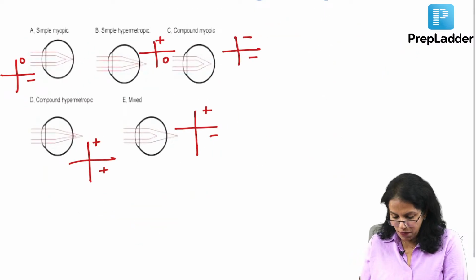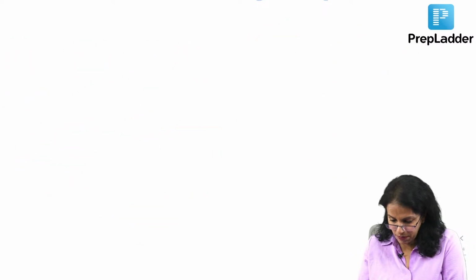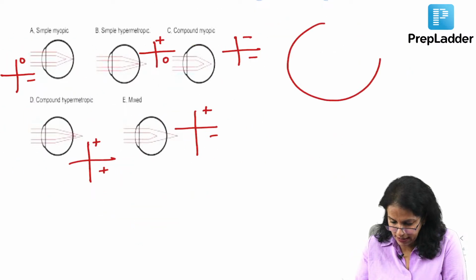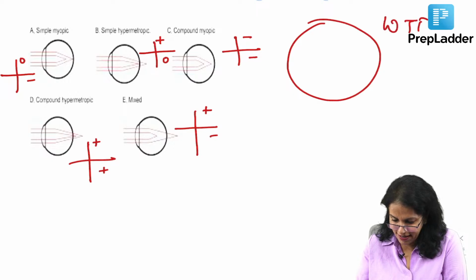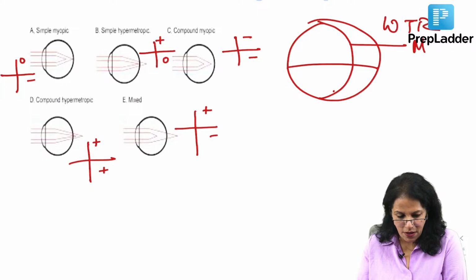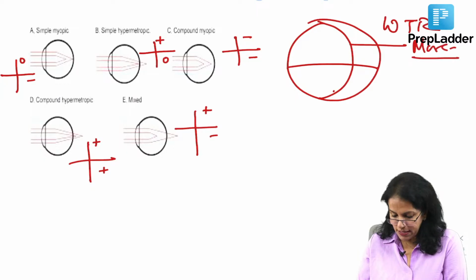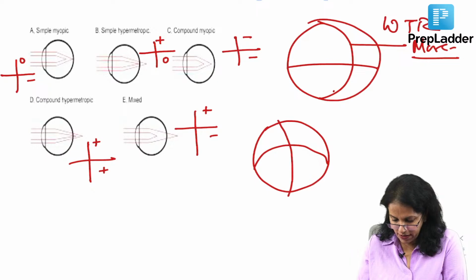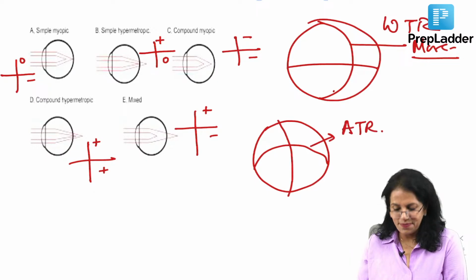So, if you remember this, I hope you also remember about with the rule astigmatism. What is it? When vertical is more than horizontal. This is with the rule astigmatism. And what is against the rule? Opposite. Horizontal is more than vertical. So, this is your against the rule astigmatism.